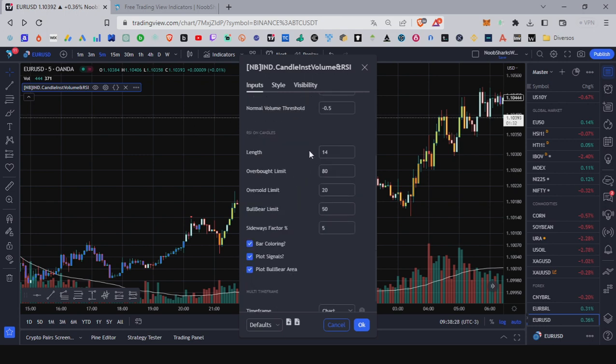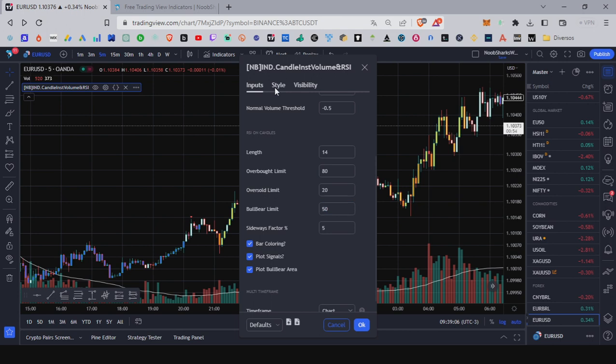And if there is one magic thing here, I also included the RSI. And you can put here the length, overbought, oversold, bull bear limit, and sideways factor, okay? This sideways factor is more or less to give some margin for this region of a bull bear, because we know above 50 it's bull, below 50 it's bear, right? So I have a 5%, how can I say, margin here, okay? I'm gonna explain to you how it works, okay?